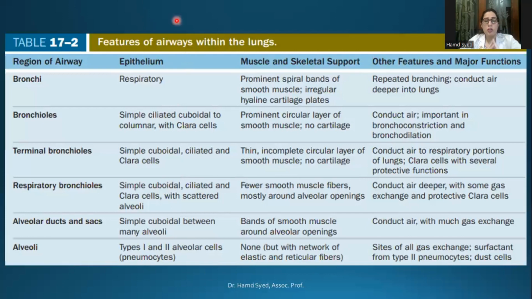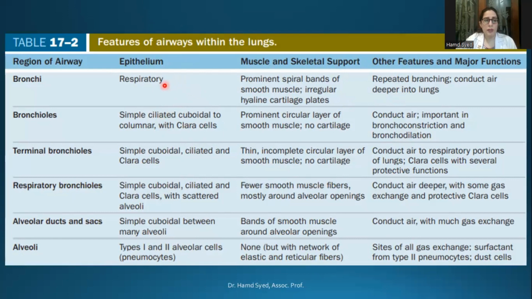This is a table from Junqueira's Basic Histology, and it gives a very good summary of the different parts of the airways and their basic histology, mentioning the epithelium, the muscles and the skeletal support, whether there's cartilage or not, and the other specific functional features. So this is a summary of what we were talking about before.